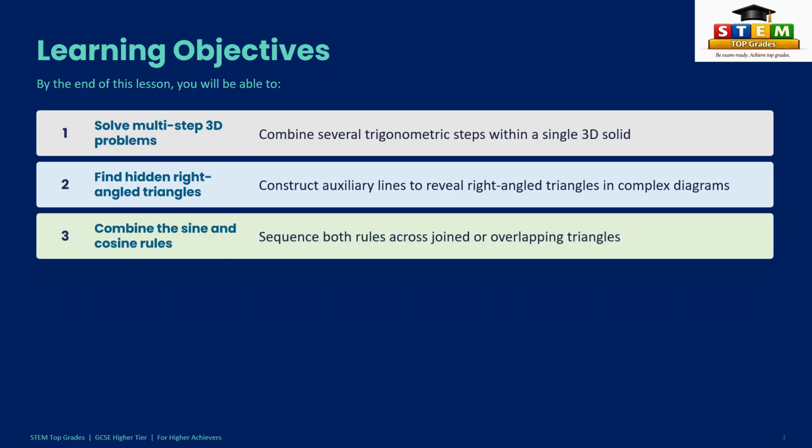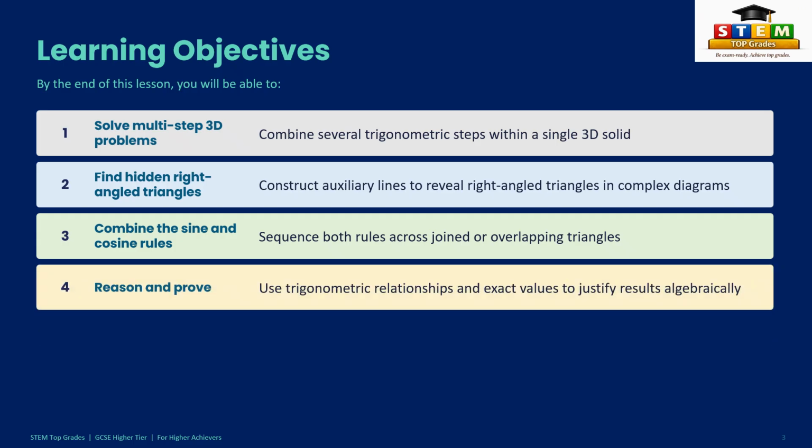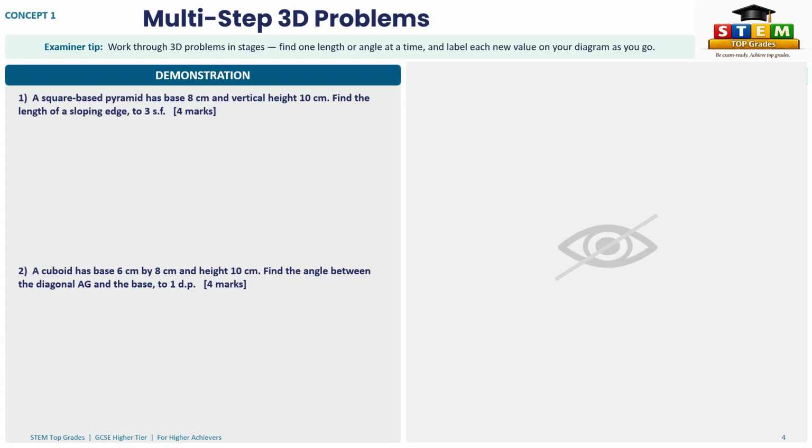Thirdly, combine the sine and cosine rules. Here we're going to sequence both rules across joined or overlapping triangles. Reason and prove. We're going to use trigonometric relationships and exact values to justify results algebraically.